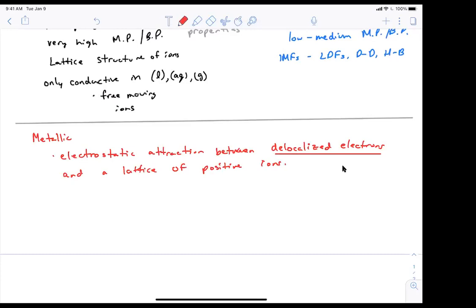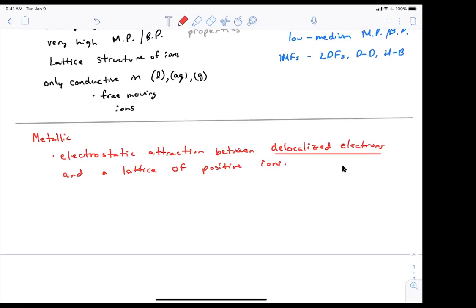Okay. Key thing here is you really want to kind of focus on the idea of the delocalized electrons. So every metal atom contributes its valence electrons to this delocalized kind of sea of electrons to give it its structure. So the electrons are kind of acting like the glue holding the lattice of the positive ions together.